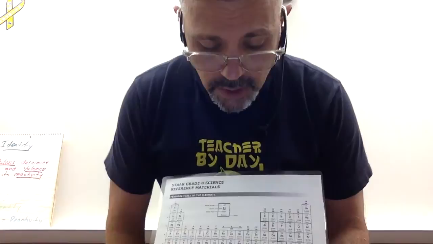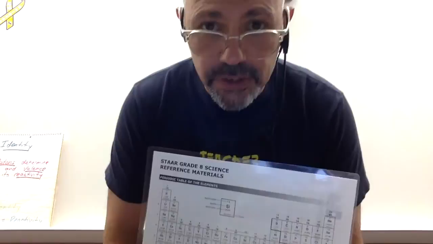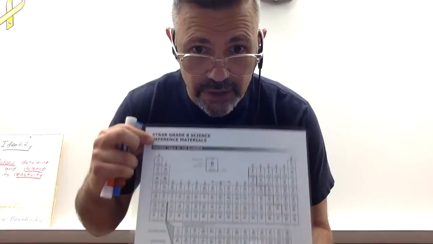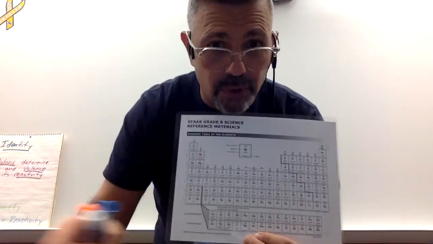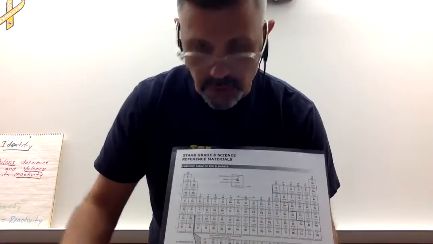Whatever group it's in, it tells you how many valence electrons it has. And valence electrons are the electrons in the outer orbital. So if we go back to that drawing I did just a minute ago with magnesium, how many electrons were in that outer orbital? 2. And guess what group it's in? Group 2.